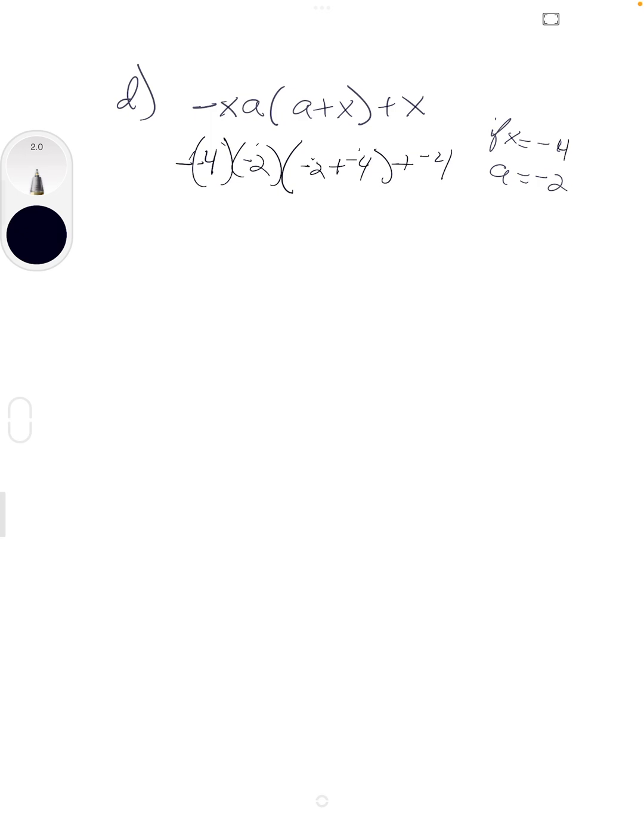Negative 2 plus negative 4 is negative 6. And so I'm going to end up with a negative, negative, negative. So it's going to be, what's 4 times 2 is 8. So it's going to be negative 8 times negative 6 plus a negative 4. So negative 8 times 6 is 48. Negative times negative is a positive. And the answer is 44. And so that's how you do this one.